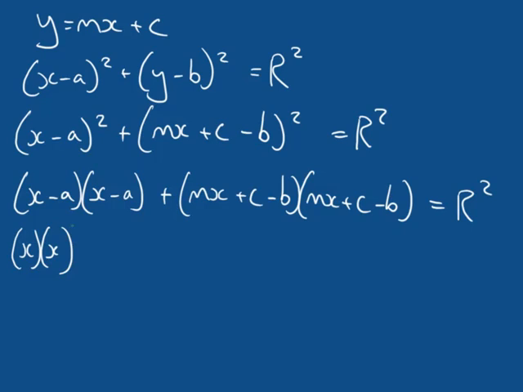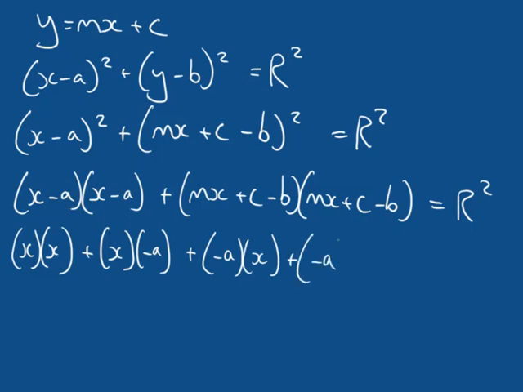So x multiplied by x, then x multiplied by minus a, so plus x multiplied by minus a. Then we're going to take the minus a in our first bracket because we've multiplied x by everyone. So minus a multiplied by x, plus minus a multiplied by minus a. So that's our first set of parentheses multiplied out.